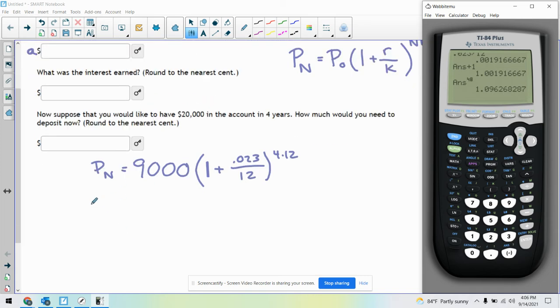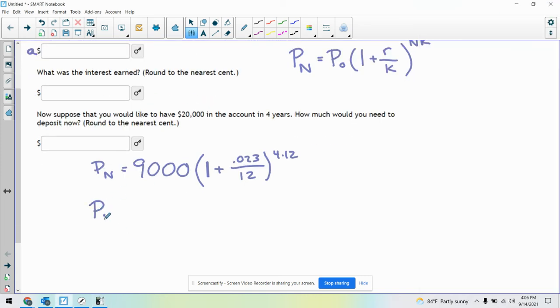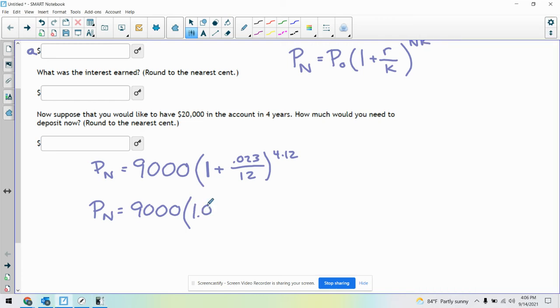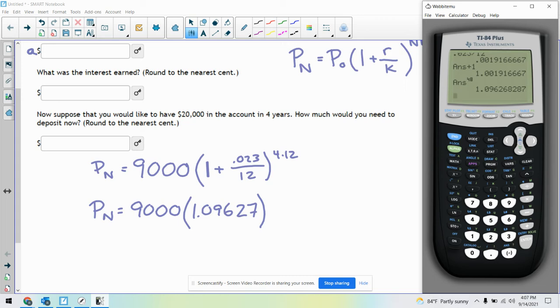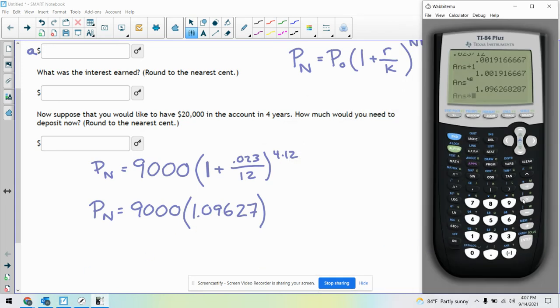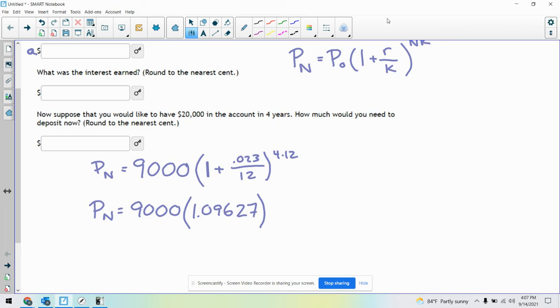So basically I end up with P sub n equals 9,000 times, what did we get here? 1.09627. Use as many decimal places as you can. So then I multiply that times 9,000. And since this is money, we'll round it to 2 places. This is $9,866.41.